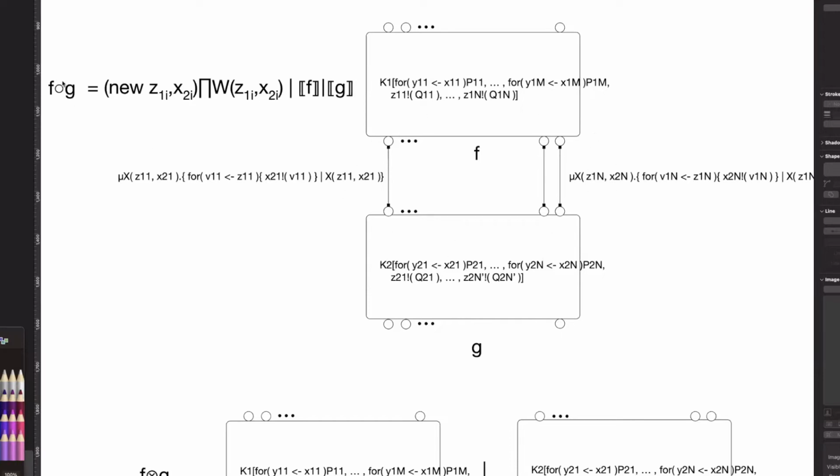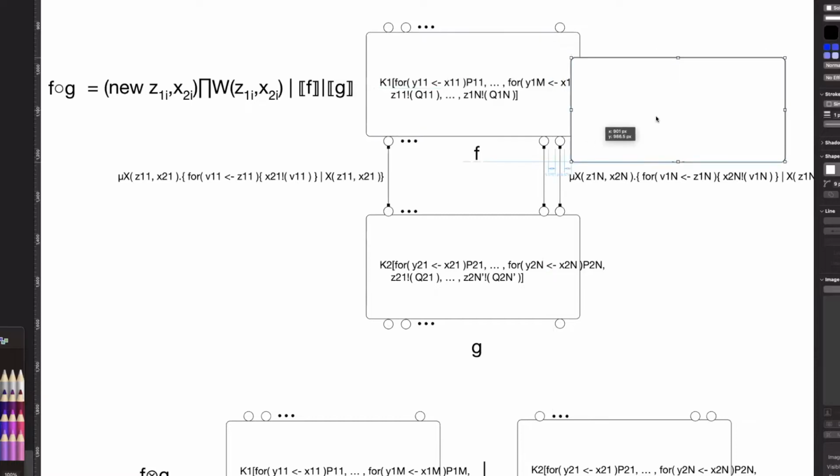So when I do the parallel composition, I have to get back a box with input ports and output ports. I start with F, which is a box with input ports and output ports, and G, which is a box with input ports and output ports. And when I do the composition, I have to get back a box with input ports and output ports. So this expression corresponds to the following diagram.